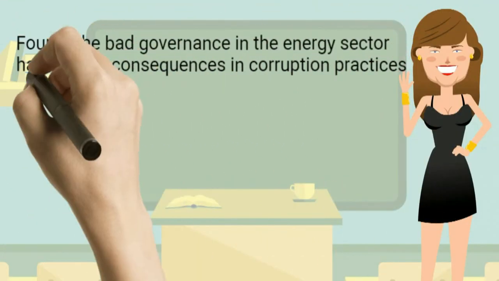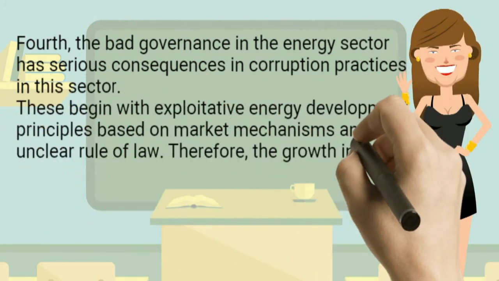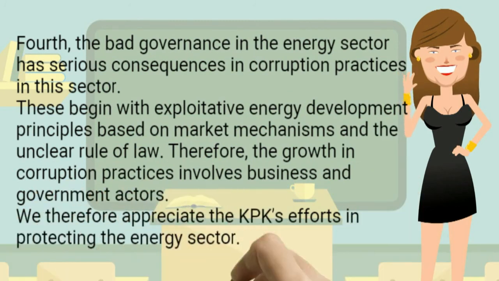Fourth, the bad governance in the energy sector has serious consequences in corruption practices in this sector. These begin with exploitative energy development principles based on market mechanisms and the unclear rule of law. Therefore, the growth in corruption practices involves business and government actors. We therefore appreciate the KPK's efforts in protecting the energy sector.